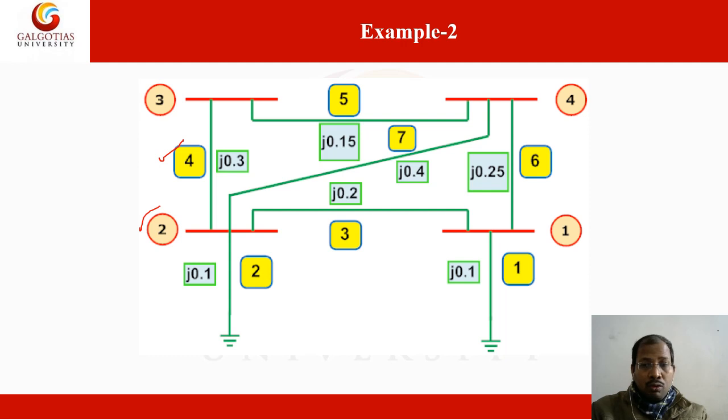Here we have to calculate the total ZBus. The order of the ZBus is the total number of buses in the network. Here the total number of buses is equal to 4, so the order of the ZBus is 4 by 4. We just start from bus 1.